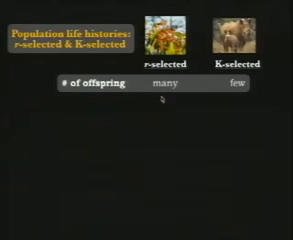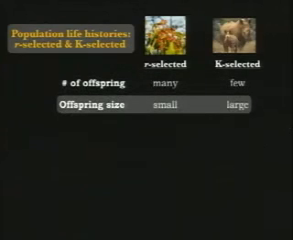But the number of offspring that they produce in a particular reproductive cycle usually is many for the R-selected types and fewer for the K-selected types. The size of the offspring or propagules may be small for the R-selected types and large for the K-selected types. Why small, many offspring for the R-selected types? What's one good reason they would do that given where they live?